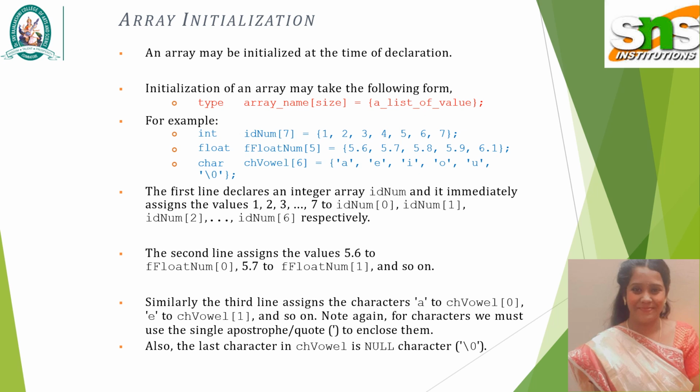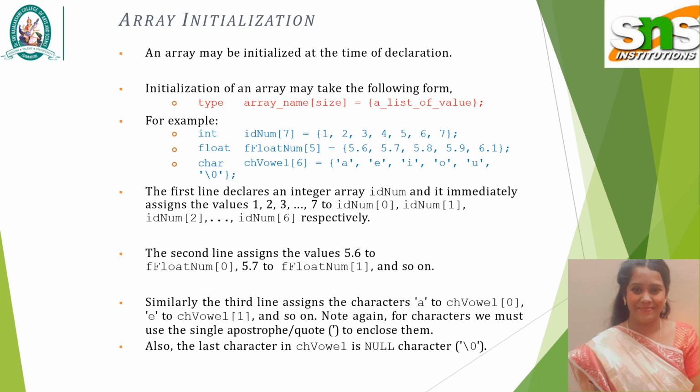There are some ways of declaring or initializing an array. The first is called static initialization, the next is partial initialization, and the third one is designated initialization. Static initialization is where the values are in a continuous sequence one after the other. For example, int id num has the value sequence 1, 2, 3, 4, 5, 6, 7. The next value will be 8.